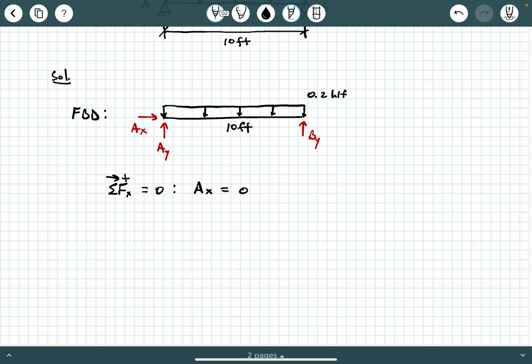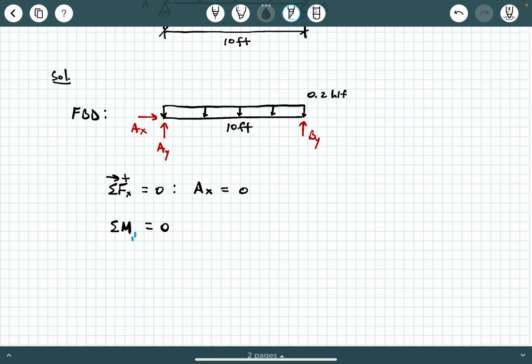I'm going to start by saying sum of the moments about some point equals 0. Now, remember, we can sum moments about any point on or off the system. It's typically best to sum moments about a point that will eliminate one of the unknowns from that equation, okay? So in my previous example, I summed moments about point A and I solved for point B, okay? Let's do the opposite now.